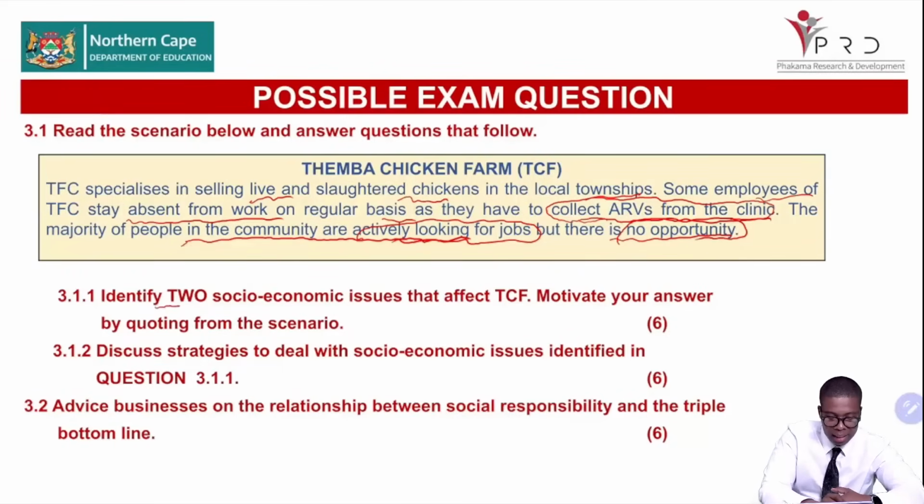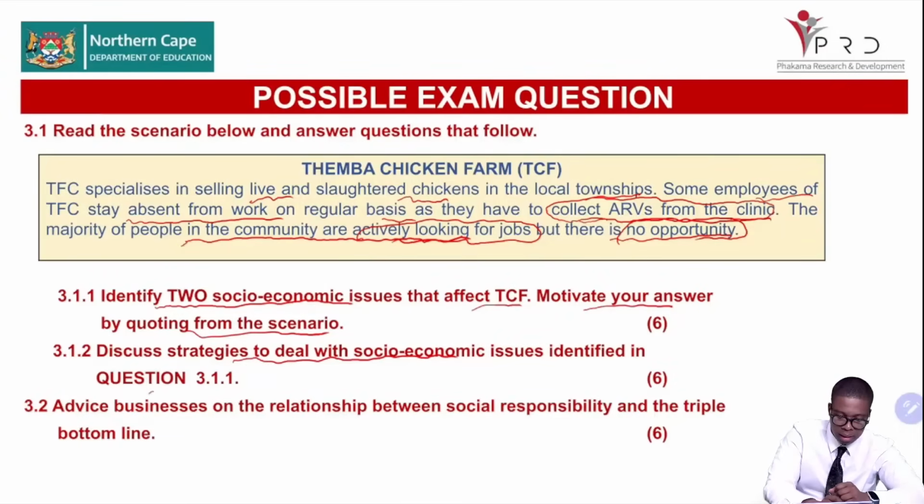Now, identify 2 socio-economic issues that affect Temba Chicken Farm and motivate your answer by quoting from the scenario. Thereafter, discuss strategies to deal with the socio-economic issues identified in question 3.1.1. Then advise businesses on the relationship between social responsibility and the triple bottom line.